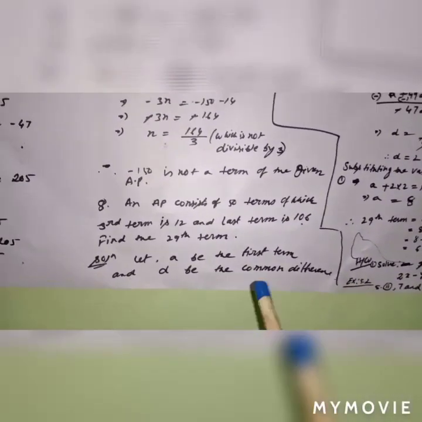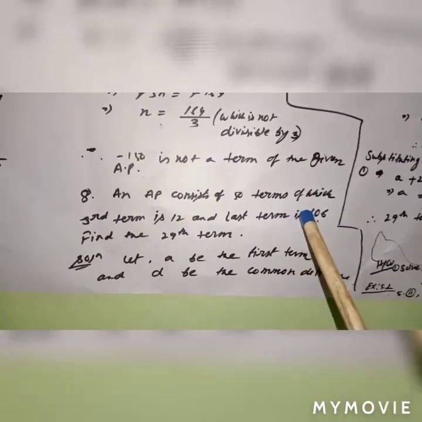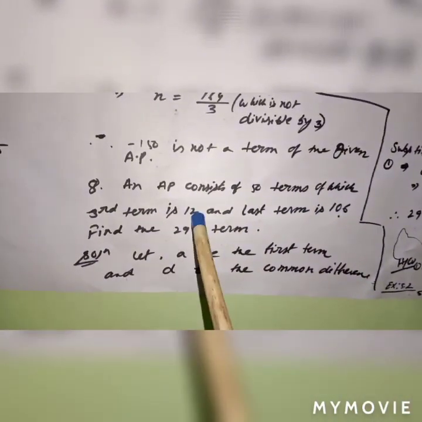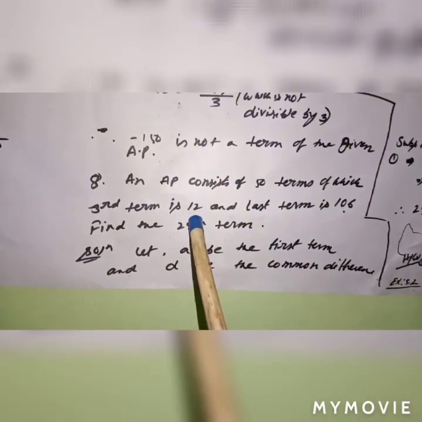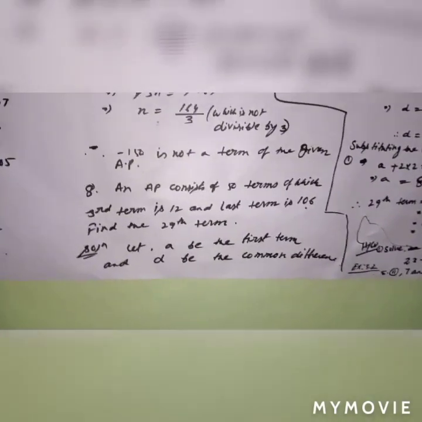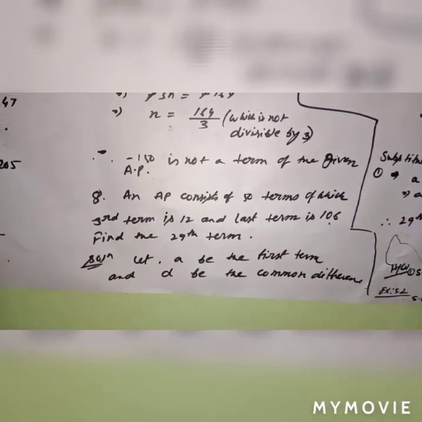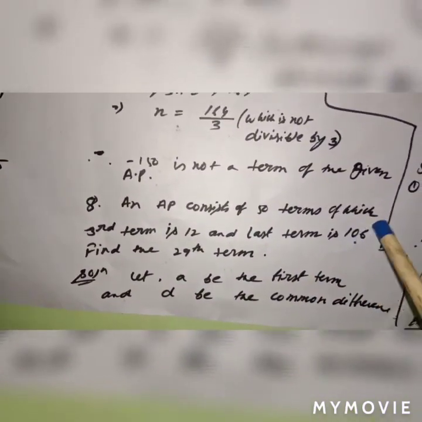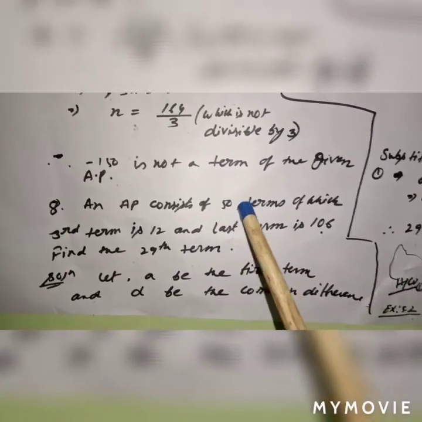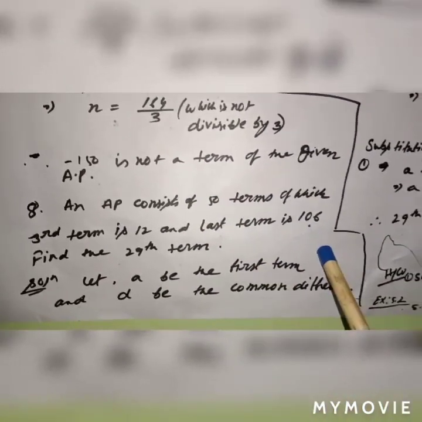Next, question number 8. An AP consists of 50 terms, of which the third term is 12 and the last term is 106. An AP consists of 50 terms, which means there is a total of 50 terms, so it is a finite AP. The third term is 12, and the last term is, as already stated in the question, the 50th term, which is 106.